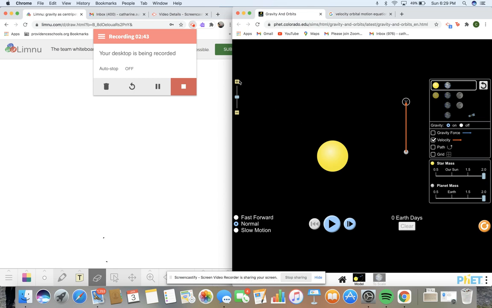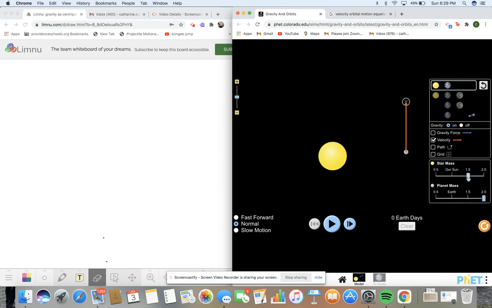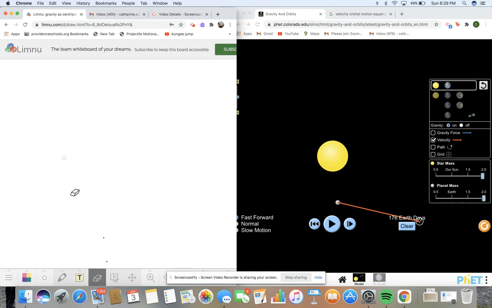Okay, next up, let's look at the velocity vector. So I've turned it on in our simulation, and I want to point out there are two settings that affect the velocity vector. So first, let's see what happens when we increase the star's mass. Watch that velocity vector closely. It's going to grow and grow and grow. Okay, so I'm going to write that down over here. We know that the mass of the star is affecting our velocity.